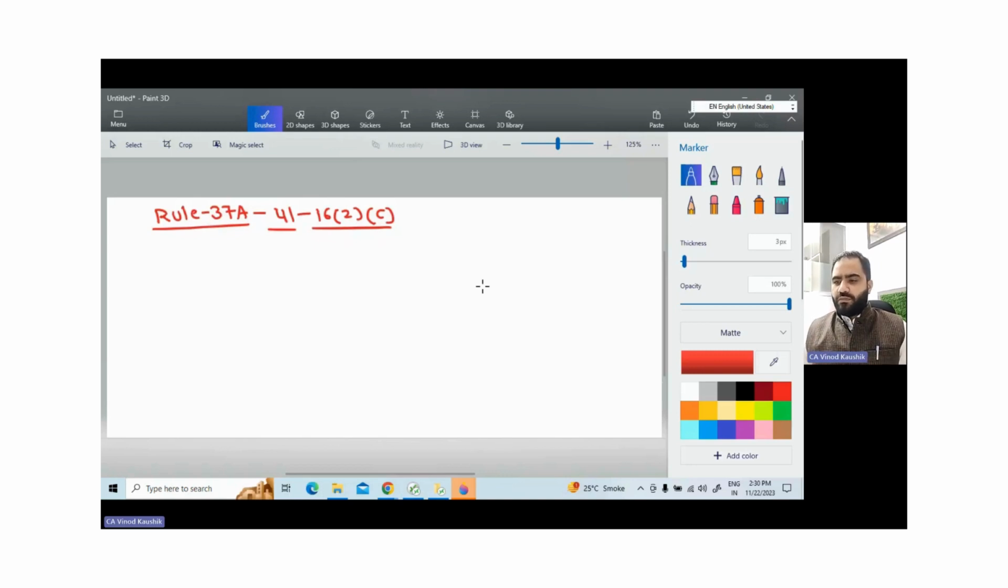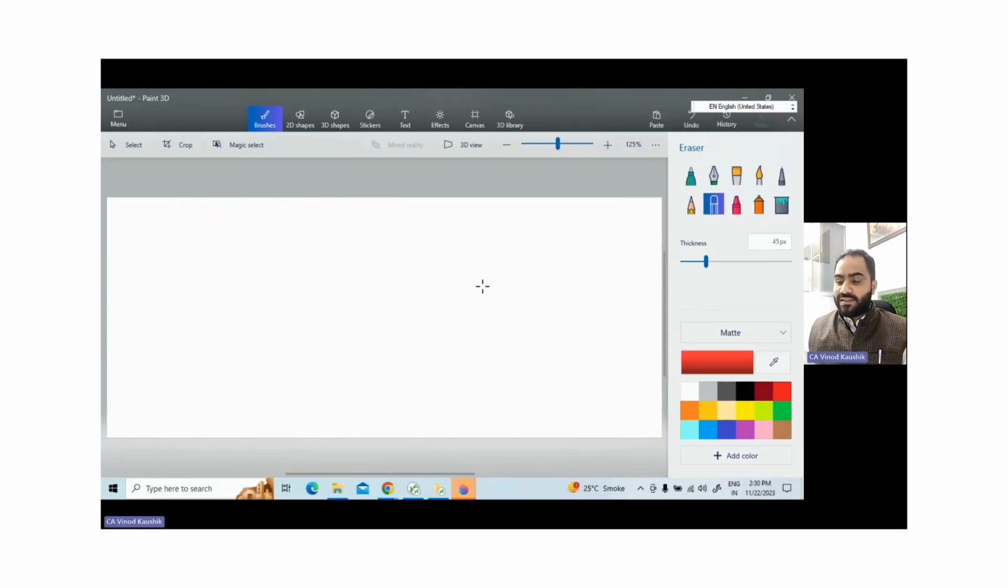Welcome friends. Today we will discuss the latest update regarding Rule 37A, which we have to understand along with Section 41 and Section 16(2)(c) of the GST Act. Friends, 16(2)(c) is the original provision in the CGST Act which mandates a condition for availment of a valid input tax credit.